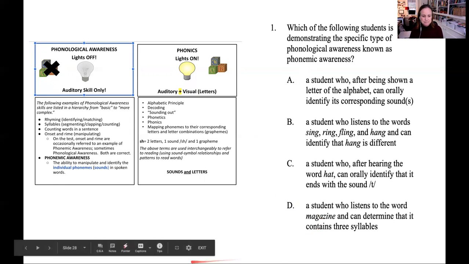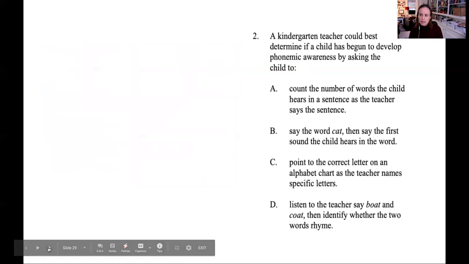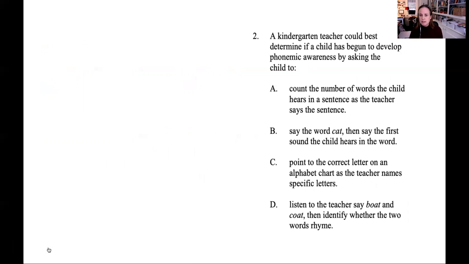Let's try another one. This is question 2 from the practice test. It says a kindergarten teacher could best determine if a child has begun to develop phonemic awareness. So again, it's a kindergarten teacher, which means that they're in their early stages of working with phonemic awareness. And we know specifically the question needs to be about phonemic awareness, an auditory skill that is working with individual sounds and words.